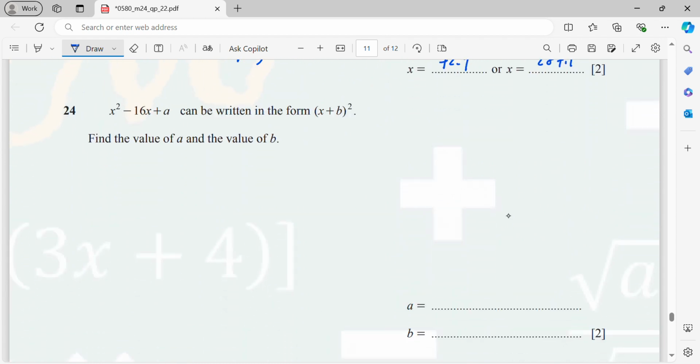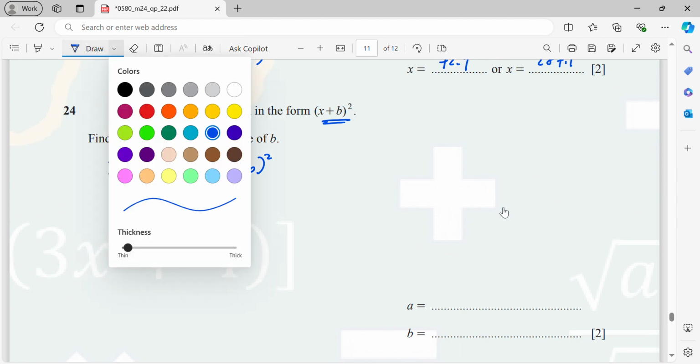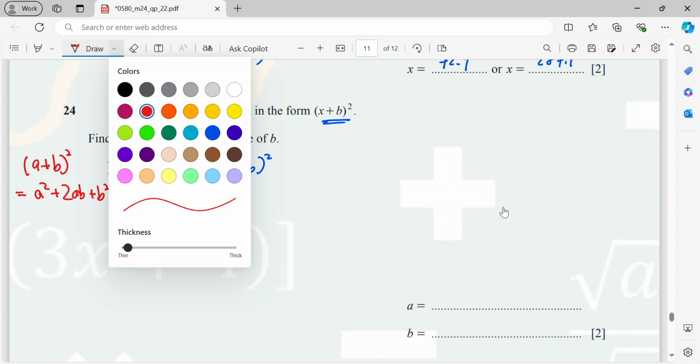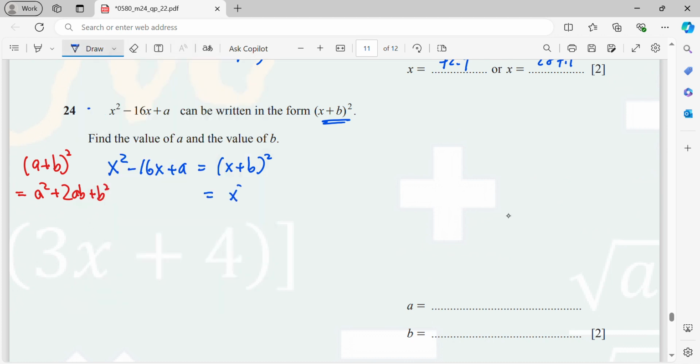Now, question 24. x squared minus 16x plus a can be written in this form. Find the value of a and the value of b. Alright, so x squared minus 16x plus a can be written as (x plus b) squared. So the easiest way to get the a and b is to do expansion for the right hand side. Alright, so for (a plus b) squared, you can just use this formula: a squared plus 2ab plus b squared. So which means I will be getting x squared plus 2bx plus b squared.